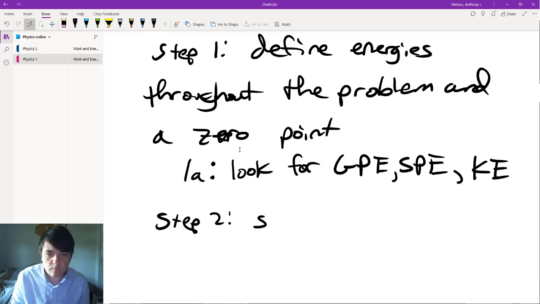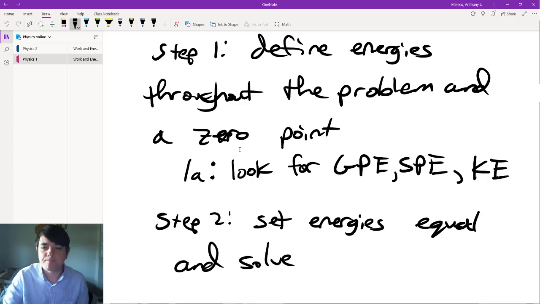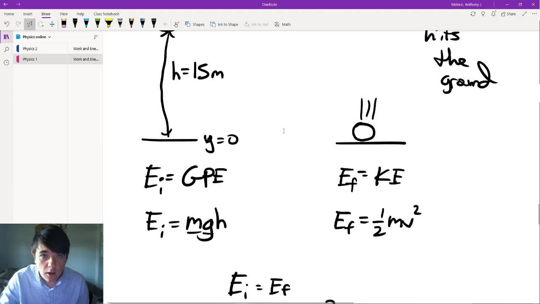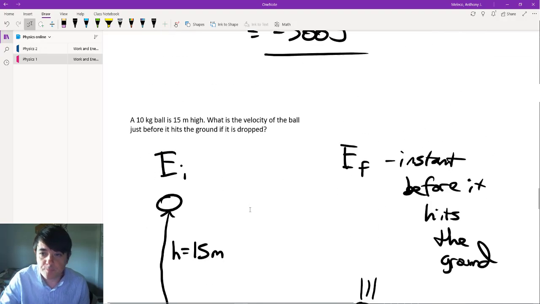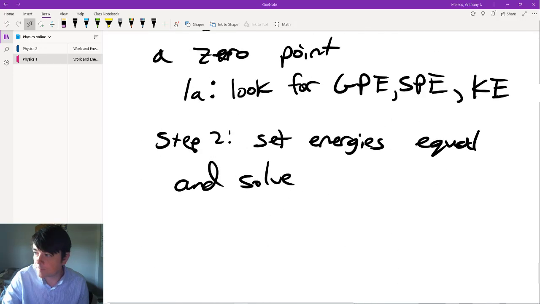Step 2: set the energies equal and solve. Which is what we did. So that's kind of it, and every single problem will work this way.